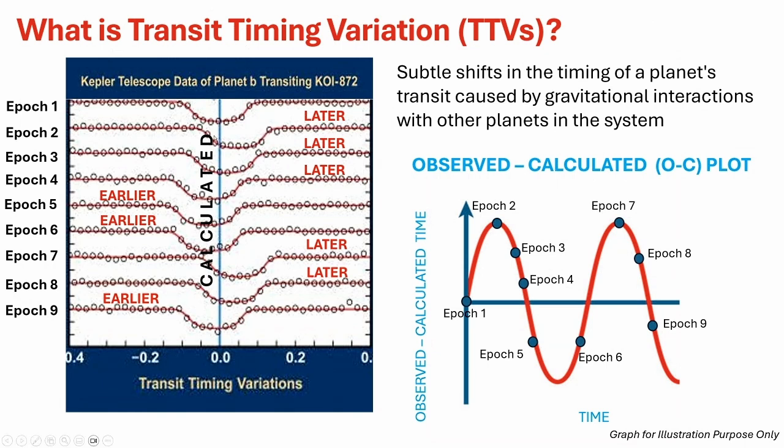So, what happens if we subtract the calculated mid-transit time from the observed mid-transit time? Then we can create what's called O minus C plots, or observed minus calculated plots. So here you can see epoch 1, observed and calculated were the same, so it's 0. Epoch 2 happened later, which means the observed minus calculated is positive. And I've done the same for all of the 9 orbits. And you can see it produces a curve.